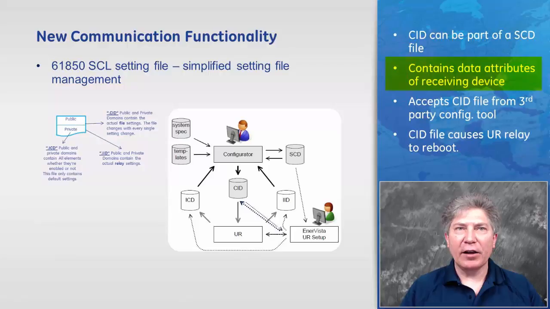The CID file includes all data attributes of the target IED, the control block information and settings, and completely reprograms the receiving device. It will also accept a CID file from a third-party configuration tool, provided that the CID file is derived from a UR ICD file and contains the elements of the ICD file. When a UR relay receives a CID file, it will reboot as well.